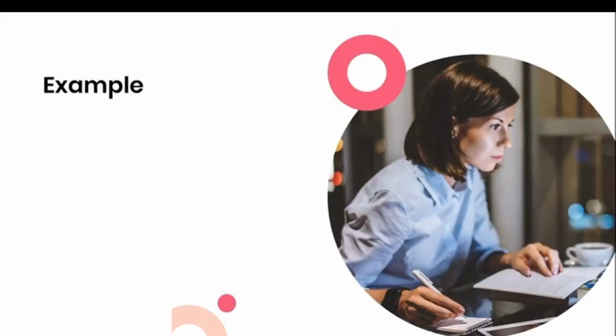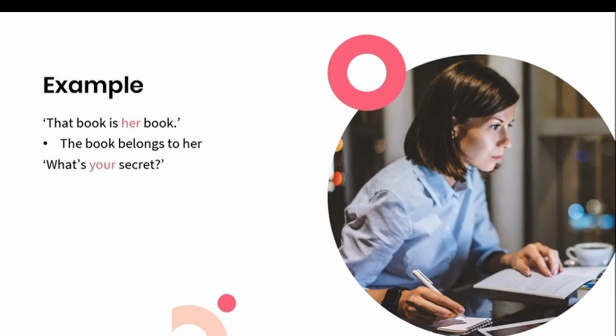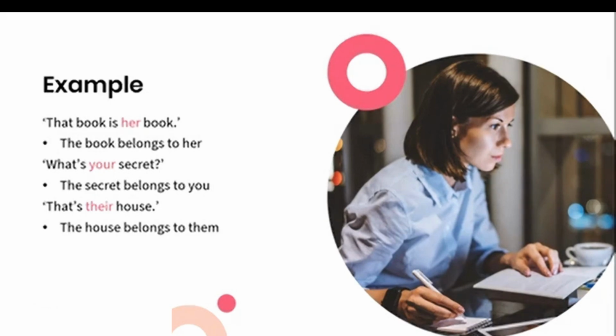Here are some of these possessive adjectives used in a sentence. That book is her book, meaning that the book belongs to her. What's your secret? Meaning that the secret belongs to you. That's their house, meaning that the house belongs to them.